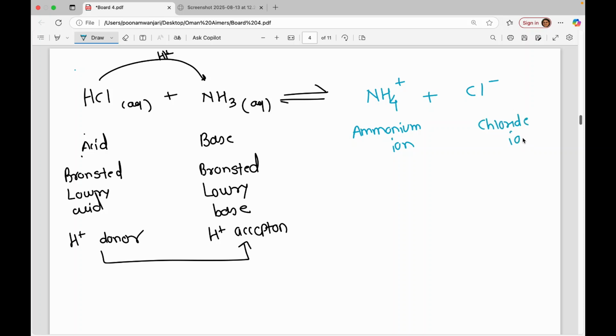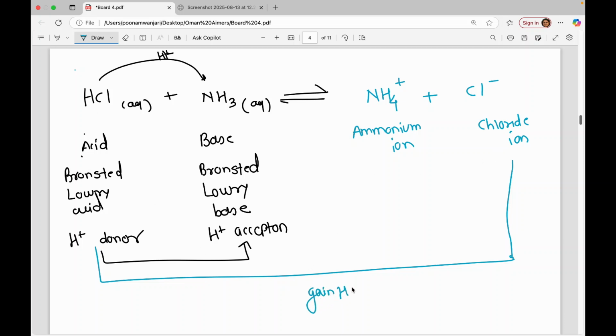Now students, how to identify a conjugate acid base pair? We see that HCl is an acid, and this chloride ion is able to gain a proton because it has a Cl minus charge, so it is able to gain H plus. So that's why we call it a conjugate base.